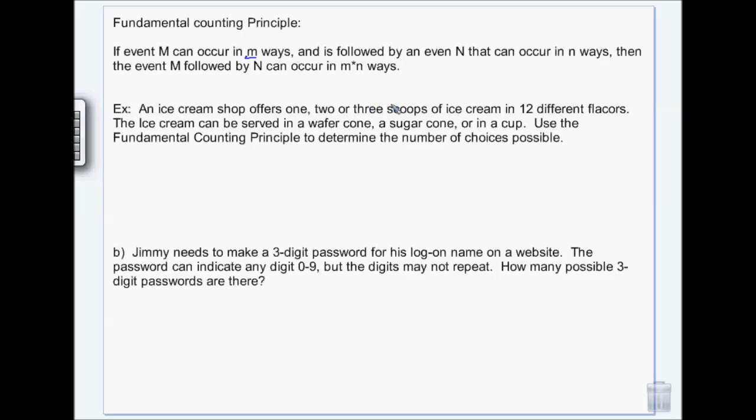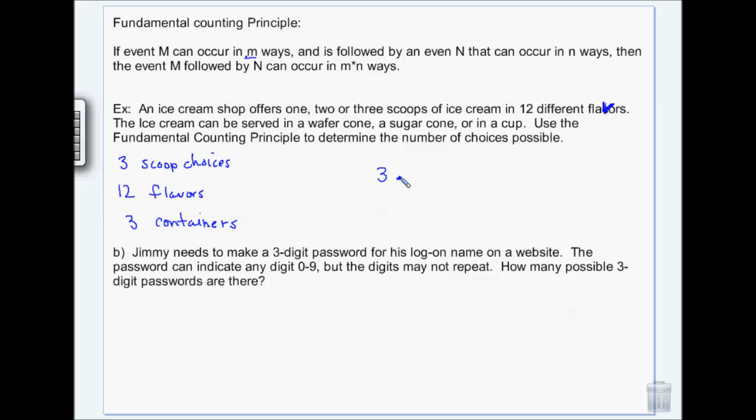So here we have an ice cream shop. We have 1, 2, or 3 scoops. So that's 3 scoop choices. Okay, 12 different flavors with a V. It says 12 flavors. Okay, and you can get a wafer cone, a sugar cone, or a cup. So that's 3 container options, right? So we've got 3 scoops, 1, 2, or 3. Then you have 12 flavors and 3 possible containers, cones and cups.